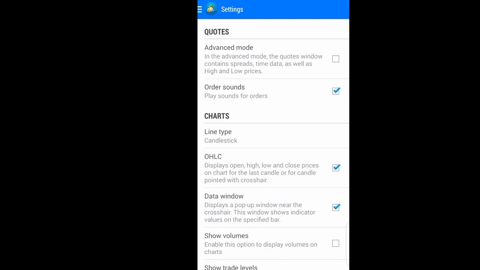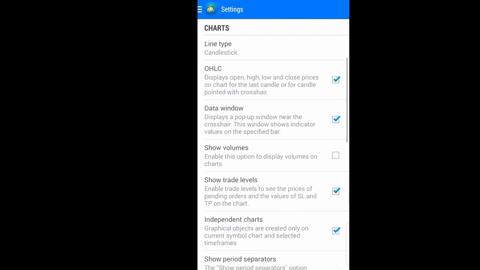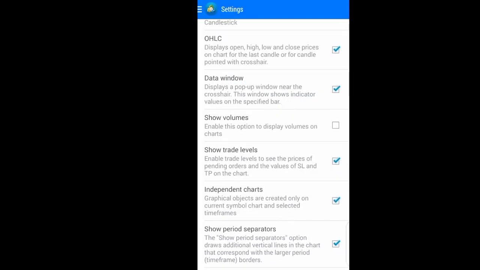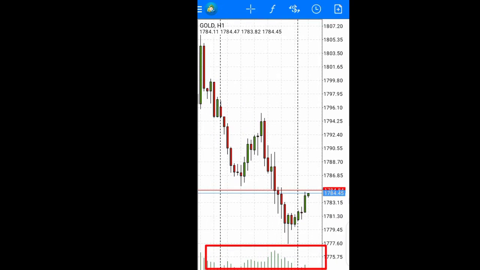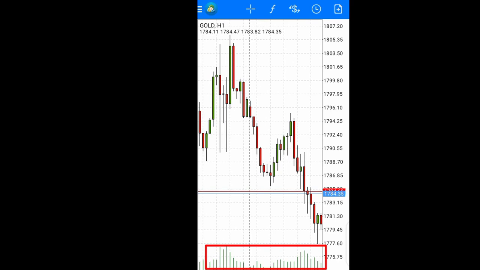Then there's sound. If you want a sound like a pop to play whenever you place an order, you can select this. For the type of chart, I decided to leave my chart at candlestick as my default. If you want a different one, you can select whichever you want as your default chart. Then the open, high, low, close: if you want it displayed, you click on it and select it. All these are already selected. Then if you want the volume of trades to show, select this and you will have volumes, showing how the volume is increasing or decreasing. So you have it here showing the volume traded per time.